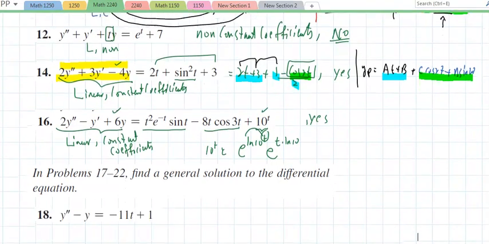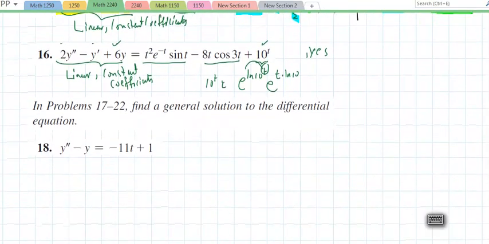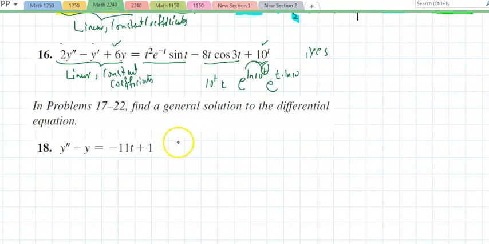So on problem number 18, they say find the general solution. Well, here, it's really obvious what the particular solution is, but we learned that we need to find the homogeneous solution first.